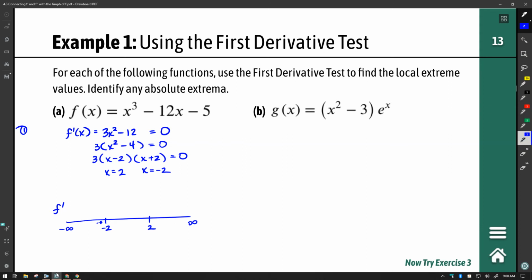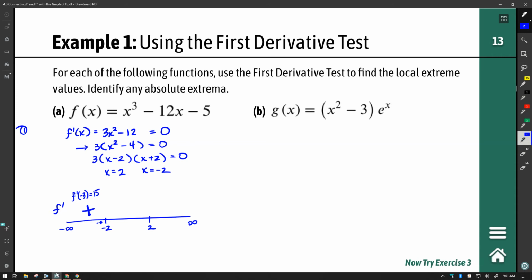So if I plug in negative 3 to this equation, I get 3 times negative 3 squared minus 4. Well, negative 3 squared is 9. 9 minus 4 is 5, and 3 times 5 is 15. I'm going to write here f prime of negative 3 is 15, but that's really only just some scratch work. What's important here is that 15 is positive. So I'm going to write a plus there, telling me that f prime is positive.